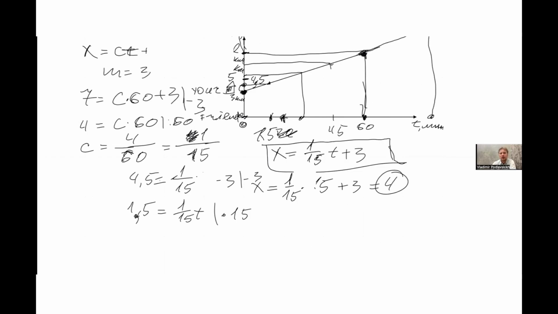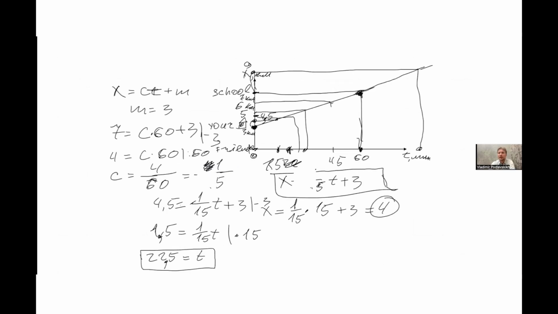15 times 1.5 is 22.5, with 1 decimal place, and we get 22 minutes and a half. In 22 minutes and a half, we'll get right to this shop and we can plan our trip more precisely.